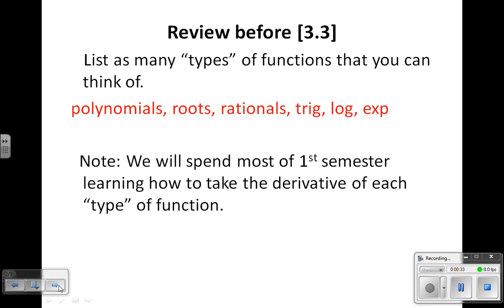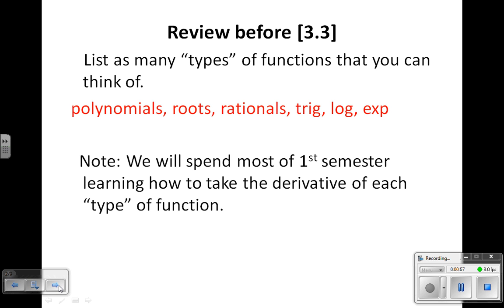So in chapter 3, and we'll spend a good chunk of first semester on it, what we're looking for is basically the derivatives of all these different types of functions. When we have a different type of function, we're going to need a different formula for the derivative. I should also say that this is the section where you finally get the power rule that I think a lot of you are fond of.